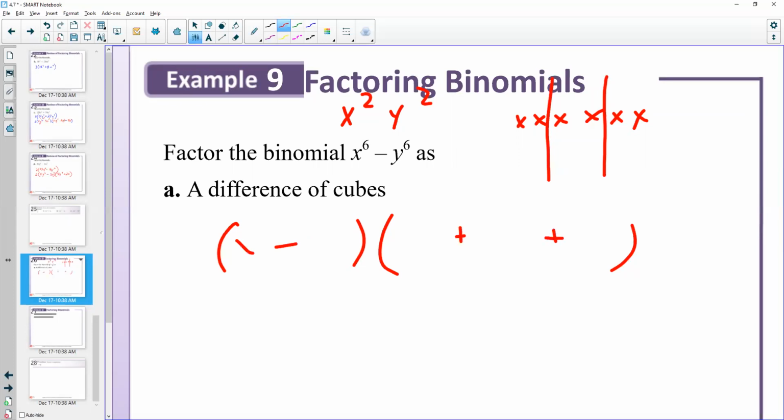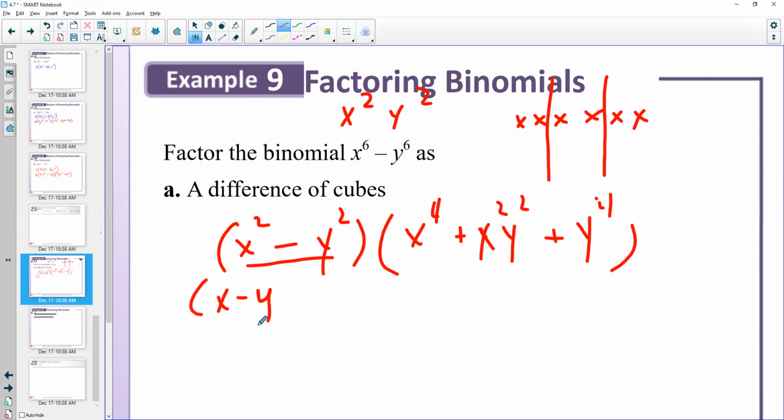So we'd get x squared minus y squared, and then we'd get x to the fourth, x squared y squared, oops, and y to the fourth. Okay, it's done. Do you notice anything here? I noticed this is a perfect square, right? So I can further break that down into x minus y, x plus y.